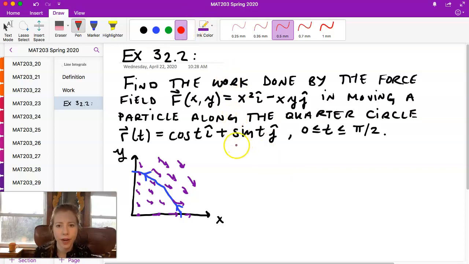So let's write out our x in terms of t. So x is going to be cosine t, given here. y is sine t.